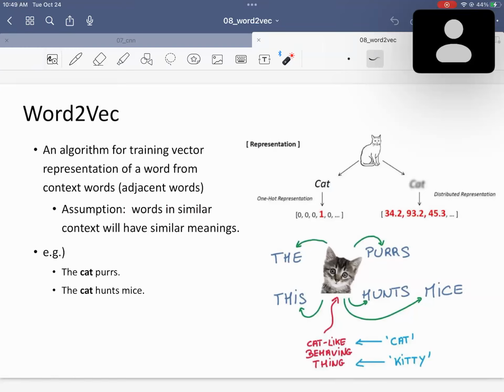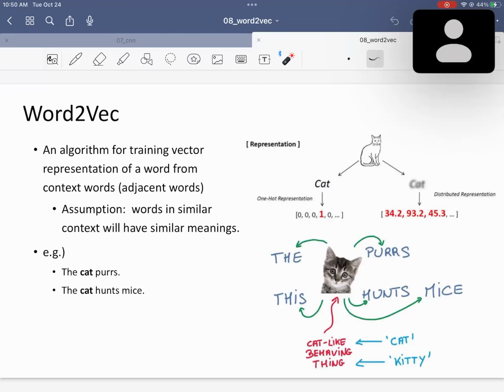So if some word occurs with another word very frequently, then they should have some kind of heavy correlation, right? So that would be the idea behind how to learn vector representation of words that can capture semantics, without injecting domain knowledge. We'll get to that. So for example, the cat purrs and cat hunts mice.